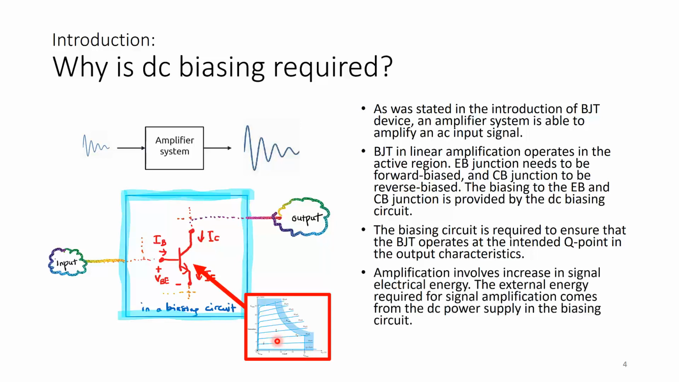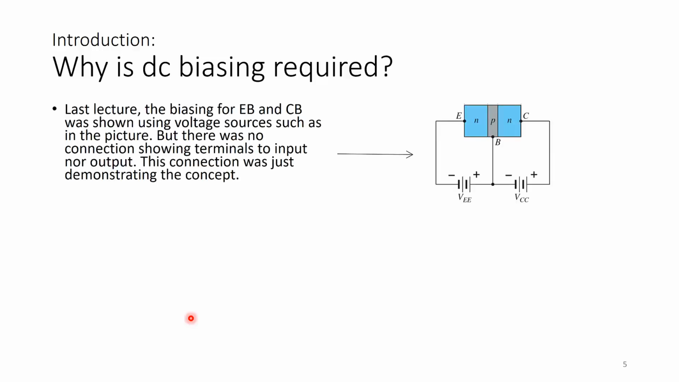Amplification also involves an increase in electrical energy, as we can see in the simple diagram here. The external energy required for signal amplification comes from the DC power supply in the biasing circuit. That's another way of stating the requirement of the DC biasing circuit.